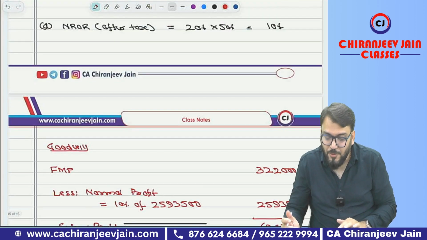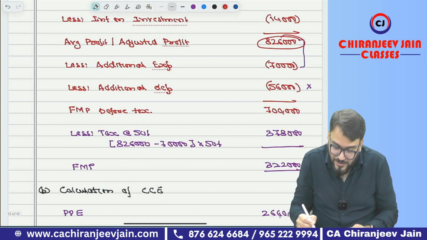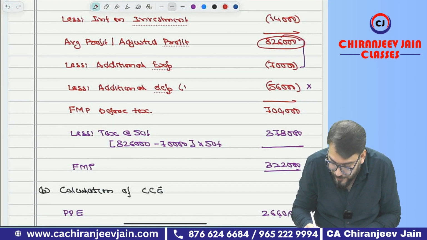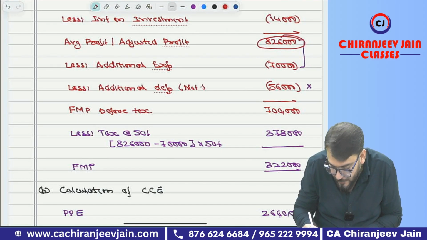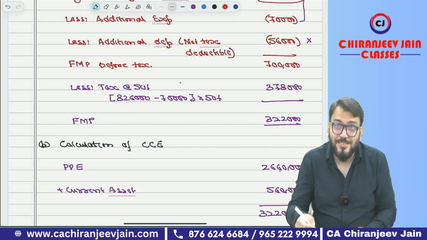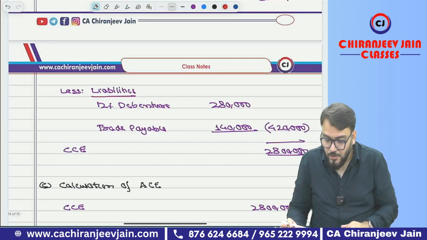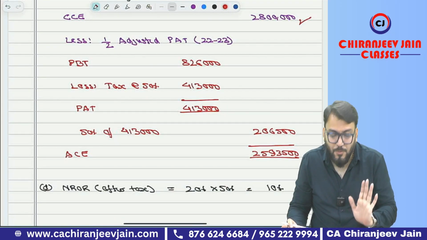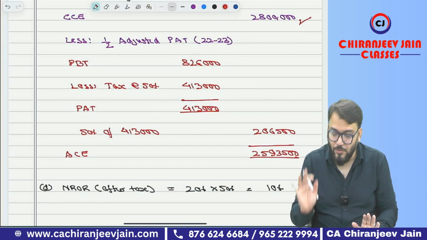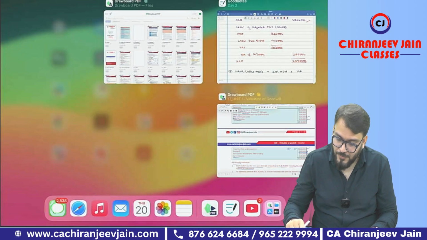Only one new point was there. What was the new point? This was the new point. The additional depreciation was not tax deductible. Because it was not tax deductible, we have not considered that depreciation for calculation of tax. Okay, sir. Got this point? I hope you have understood the solution. Any doubt? No doubt. We'll take one more question.